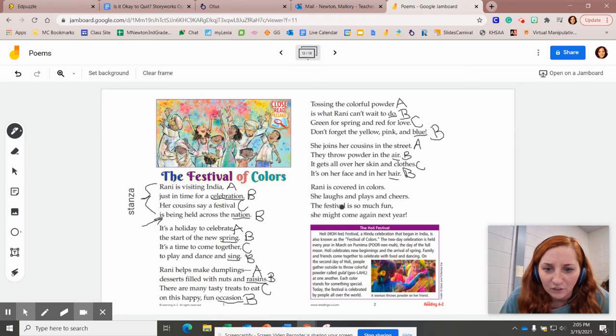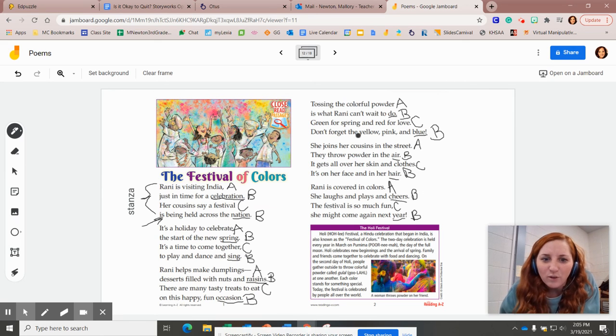Rainy is covered in colors. She laughs and plays and cheers. The festival is so much fun. She might come again next year. So our last words in each line are colors, cheers, fun, year. Which one of those words rhyme? Very good. Cheers, year. So colors and fun do not rhyme. So this would be A, B, C, B.